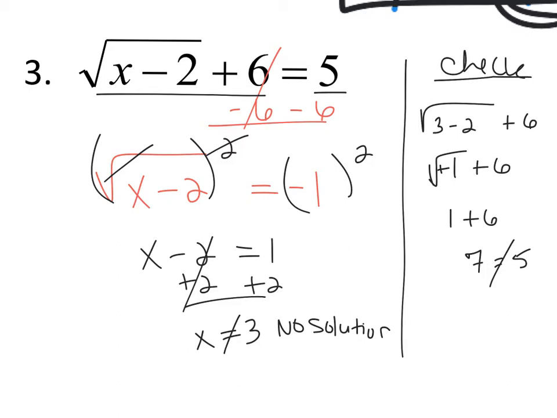And we classified this as something. It's classified as an extraneous solution. I think of the word extra in this. It's an extra solution. It doesn't work. It's just extra. So that's how you classify a solution that doesn't work for a radical equation.